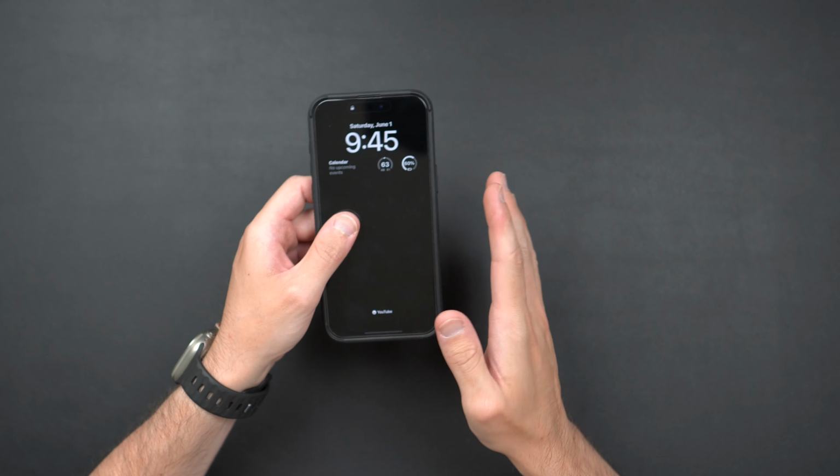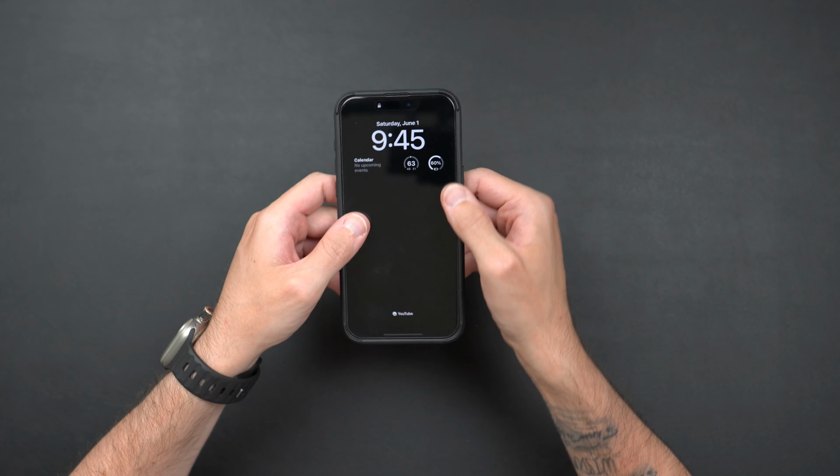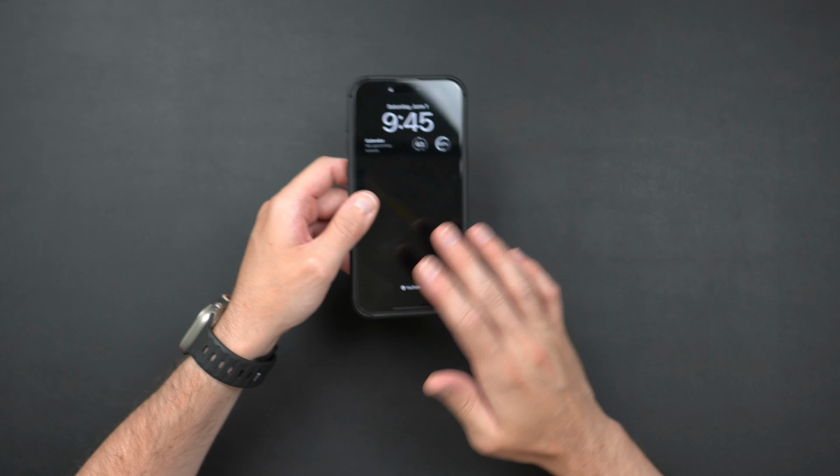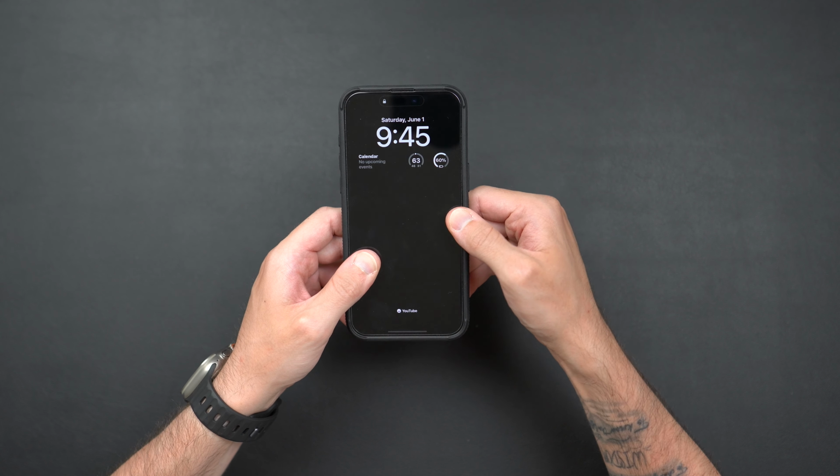So for a TPU style case, you would expect maybe for it to start sagging by the buttons or something like that. The fit on this case is perfect. You're not going to have any issues at all. Very, very tight fit all the way around.